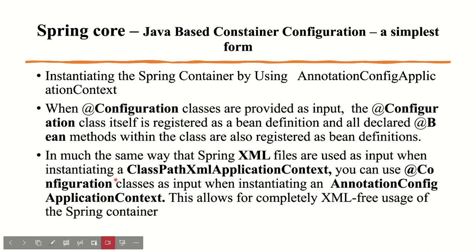Now, in the simplest form, we instantiate the Spring container by using AnnotationConfigApplicationContext. So how do we access a configuration file that has been defined? We use the Spring container with AnnotationConfigApplicationContext, as we used ClassPathXmlApplicationContext for the XML file. In the same way, the configuration classes are given as input when instantiating the AnnotationConfigApplicationContext.